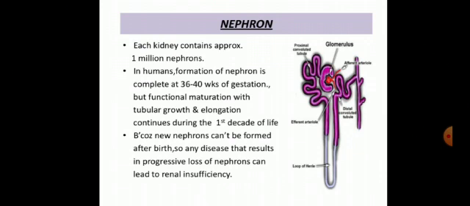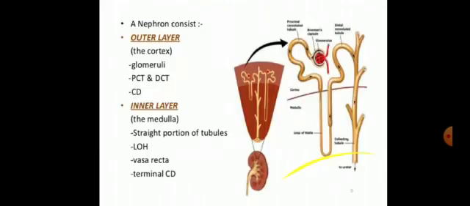So before going into the detailed renal function test analysis, we need to know about the basic structure of the kidney, that is a nephron. Each kidney contains approximately 1 million nephrons, and in humans the formation of nephrons is completed at 36 to 40 weeks of gestation, but functional maturation with tubular growth and elongation continues during the first decade of life. Because new nephrons cannot be formed after birth, any disease that results in progressive loss of nephrons can lead to renal insufficiency.